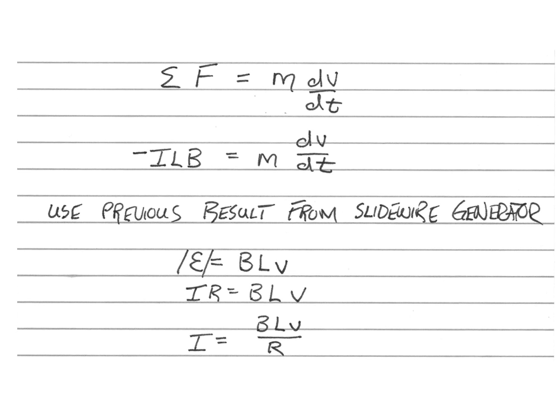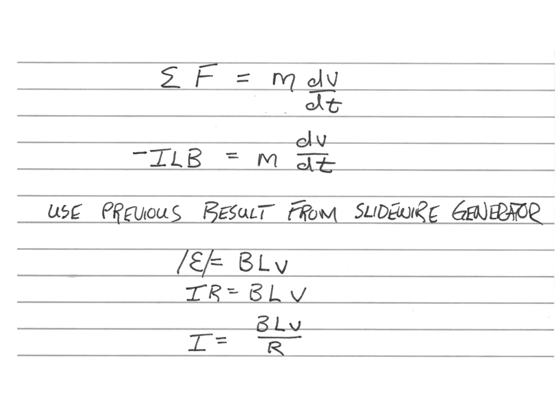Now, the trick that we can play here is we can actually use our previous result from the slide wire generator, and we can substitute for the current in ILB. Okay, so take a look at what's written on the bottom half of the page here.